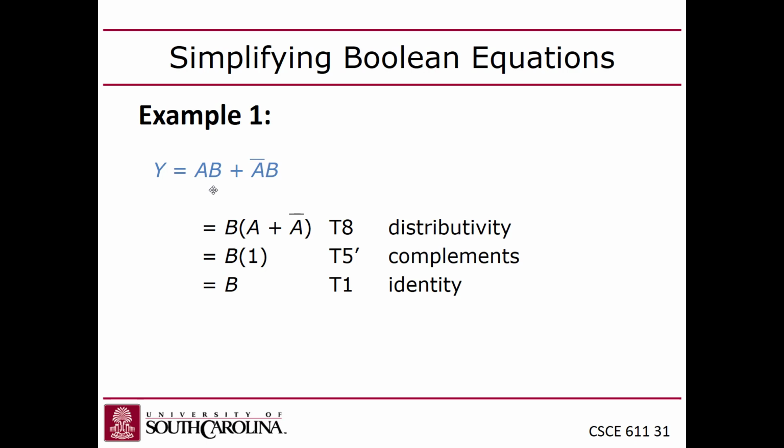Because of complements, it's true, right? So we can just take A and not A out because it's equivalent to true. That just leaves us B, so this is equivalent to just B. So that doesn't require any gates at all.